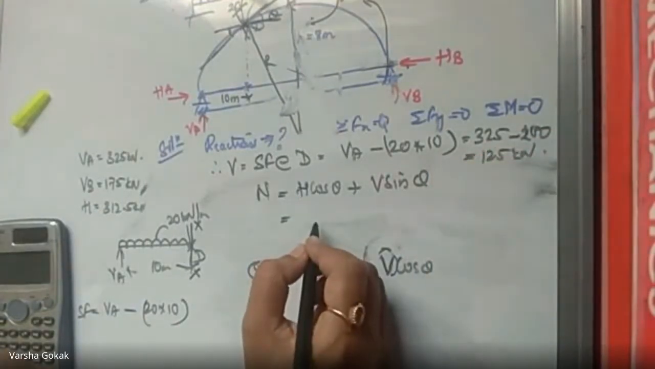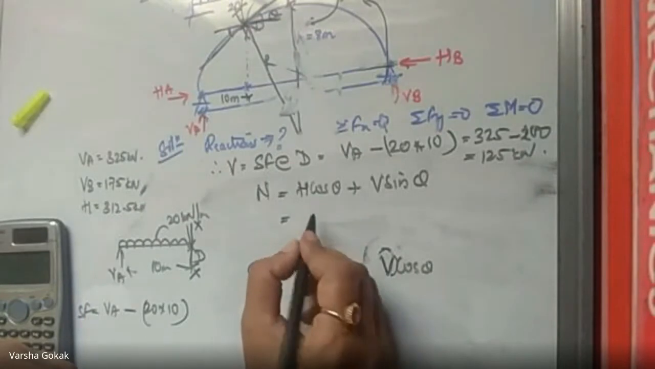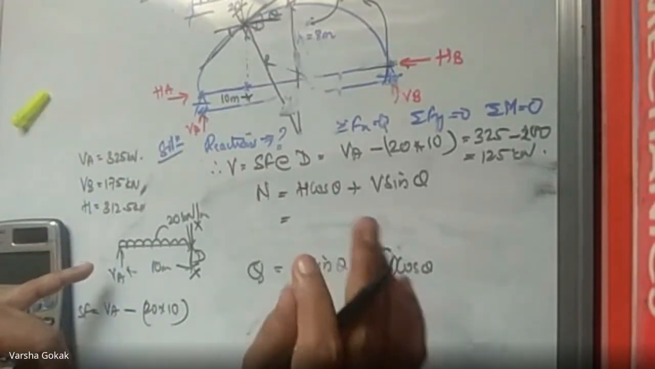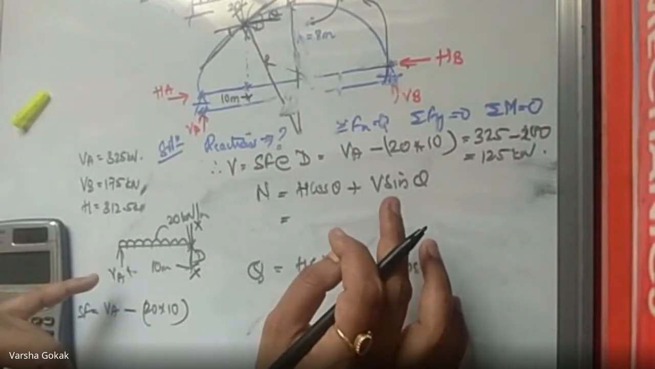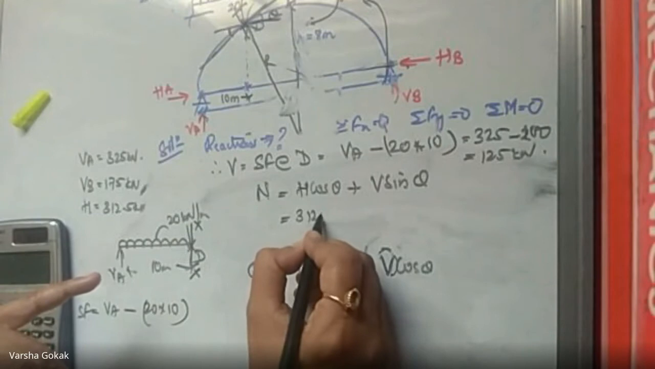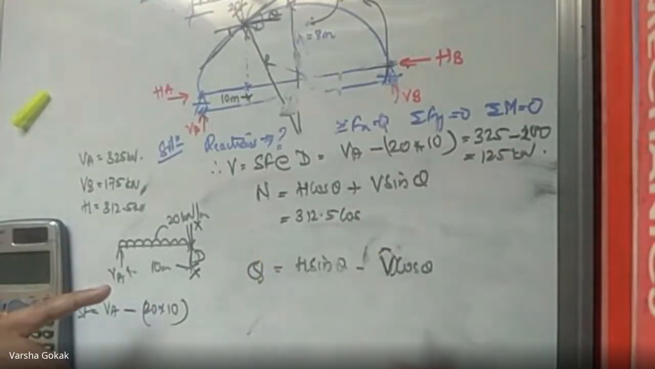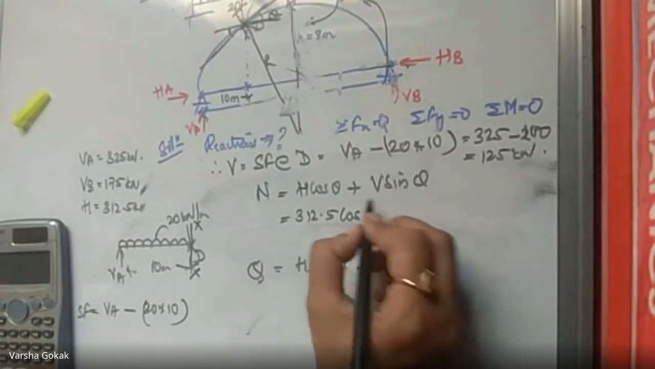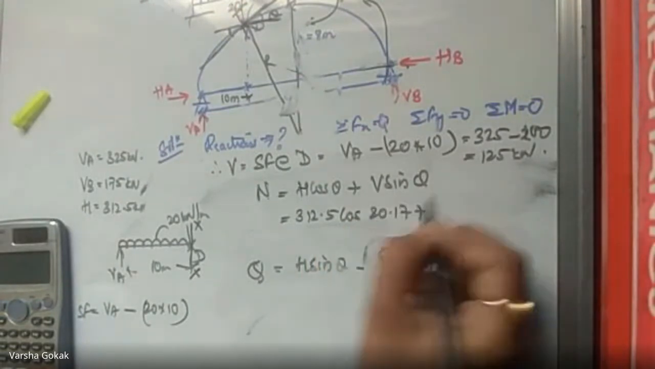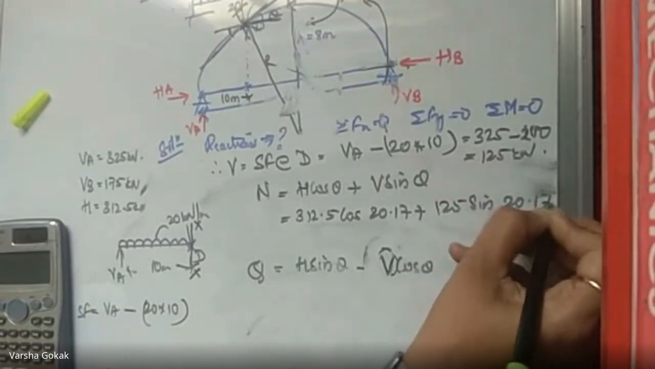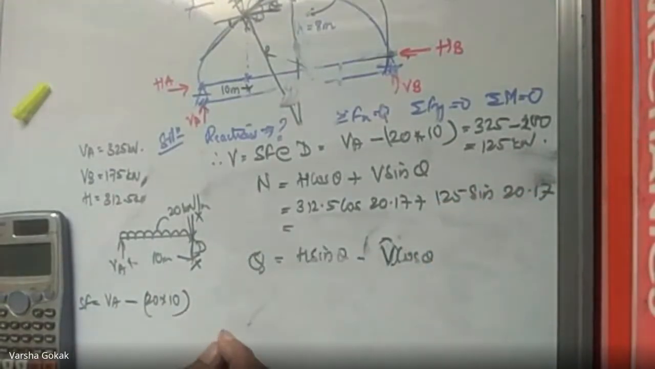So then you will substitute the values of the others over here. What is the value of H we got? 312.5. Correct? So what value of H will we put here? 312.5 only. So 312.5 cos of theta. What was the value of theta? You got 20.17, no? 20.17, plus V would be 125 sine of 20.17. Get me the value of N, please.